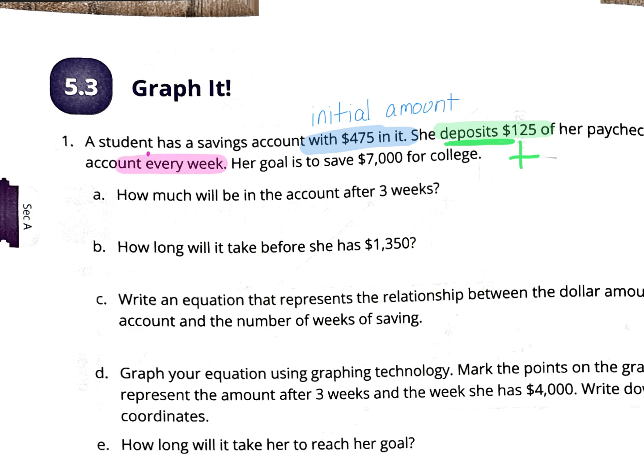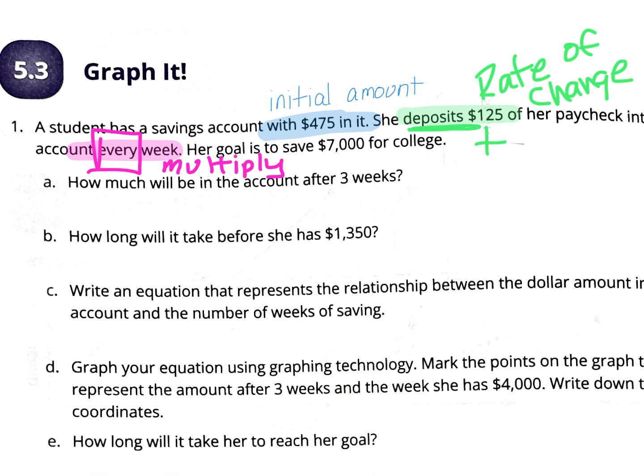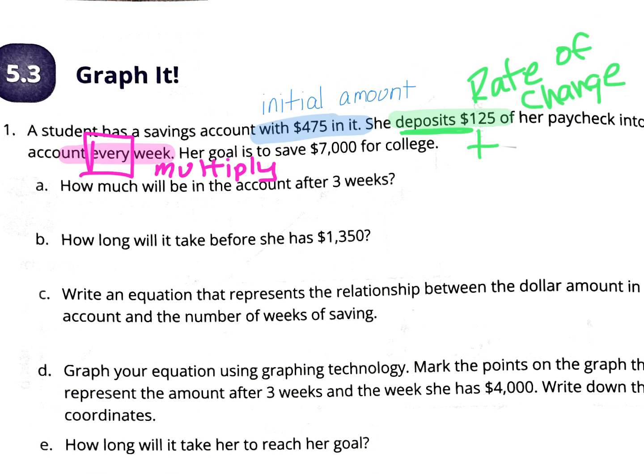So remember that word every implies that you're going to multiply. And that $125 per week is your rate of change, because her account is changing by $125 every single week. So now for question A, how much would be in the account after 3 weeks?